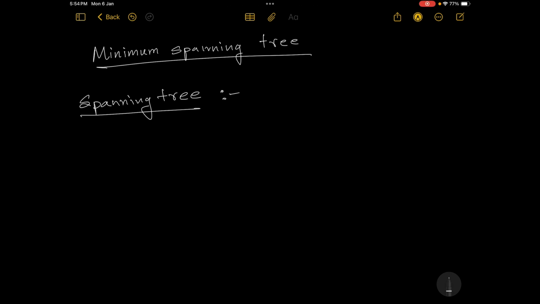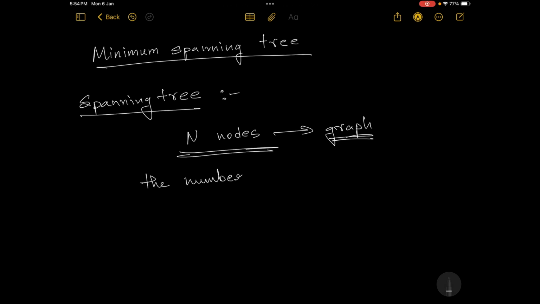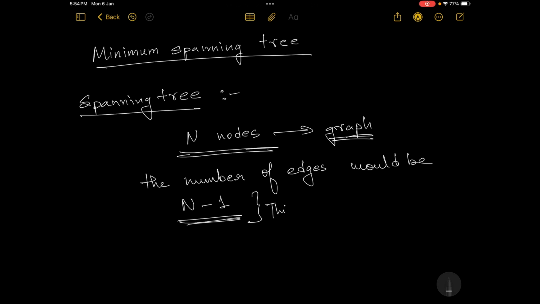But if you want to simplify it, if we say we have n nodes, right, this is a graph, we have n nodes, the number of edges would be n minus 1. This is important. Okay.